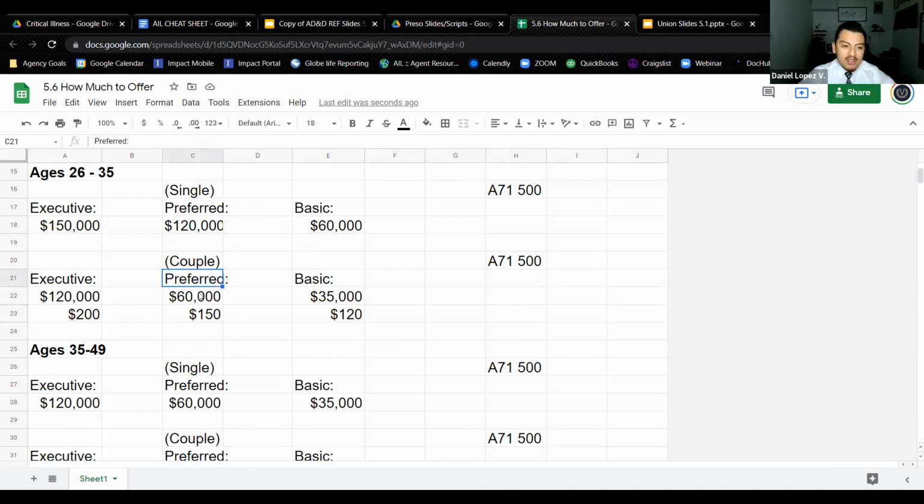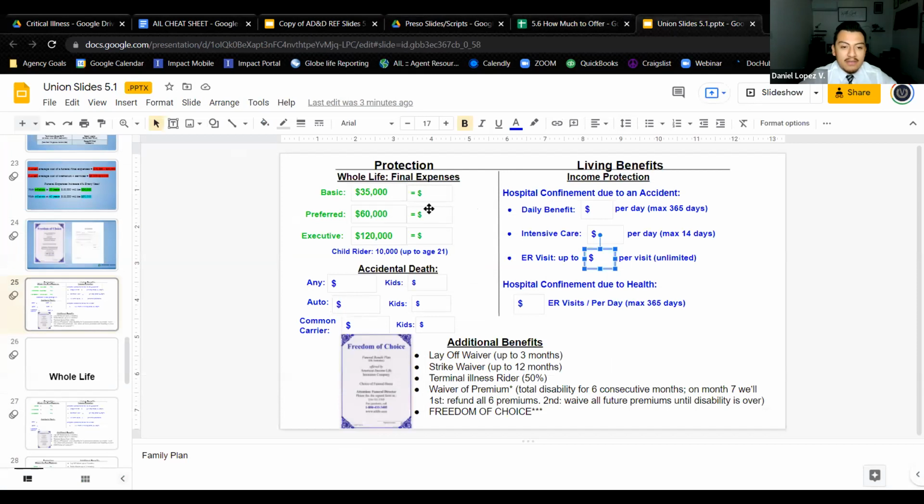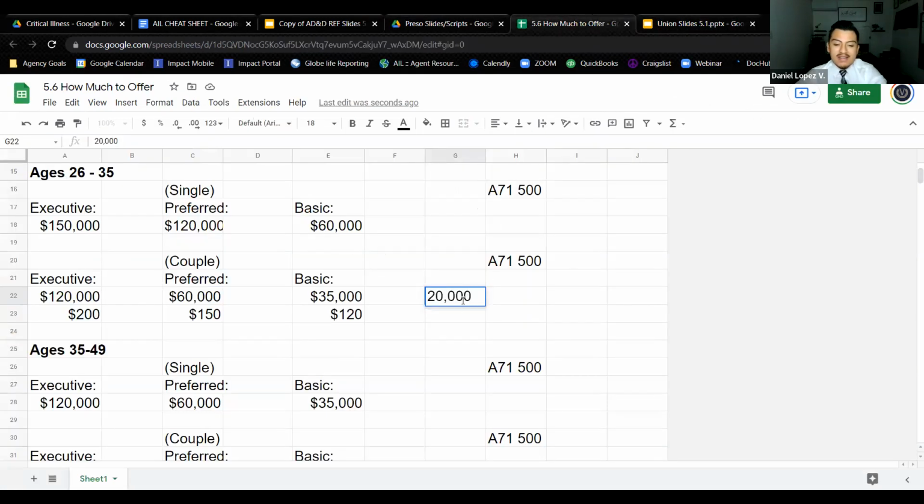Then instead of showing this plan, you want to go just one down. So then this 60 will become the plan that you make up the executive one. This 35 will become the preferred. And then 20,000 will become the basic when you first show them. Okay. It's weird because I can't tell you when to do it. You've got to just feel it.